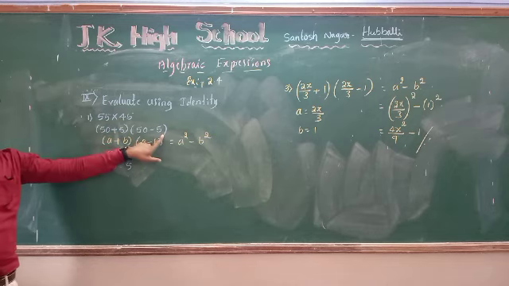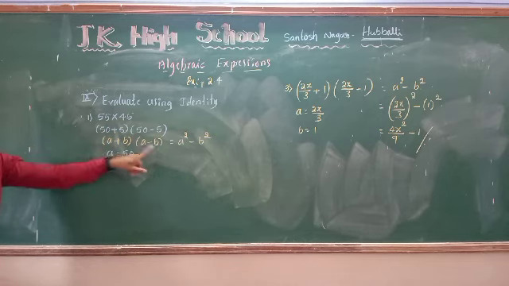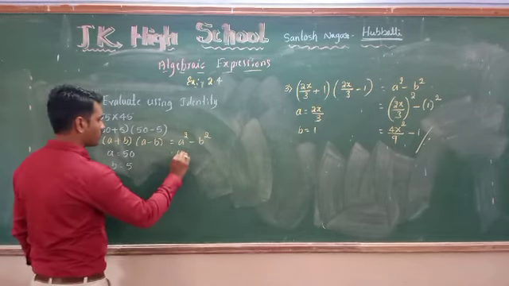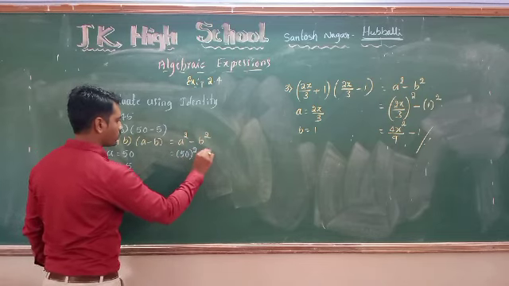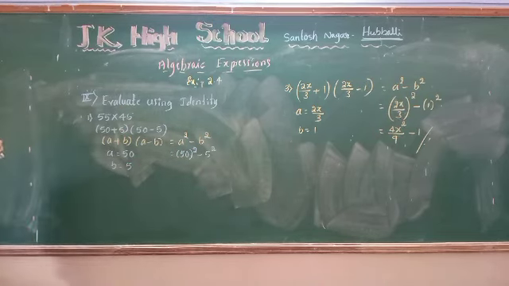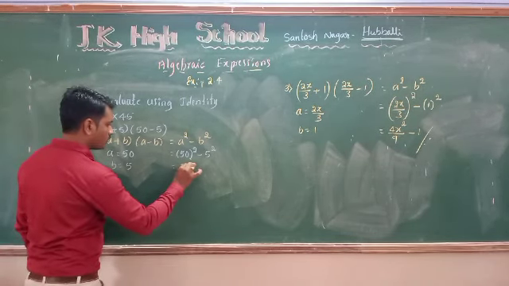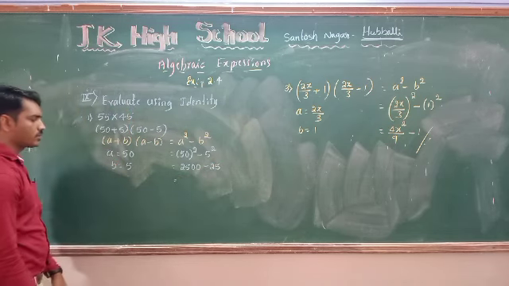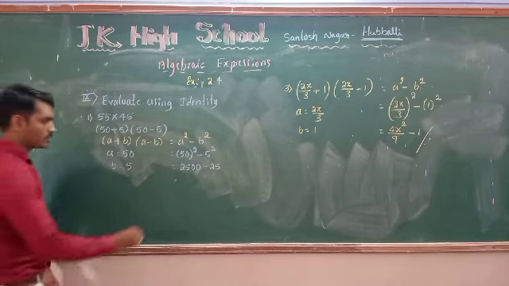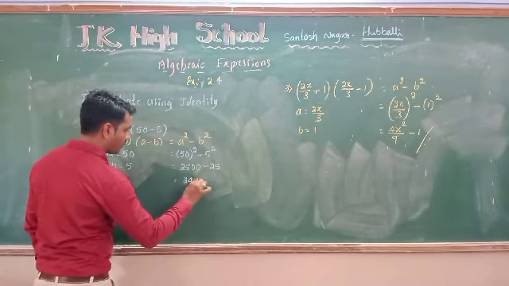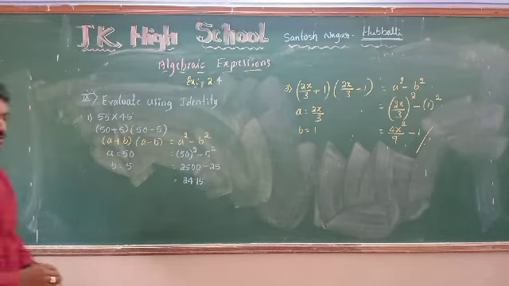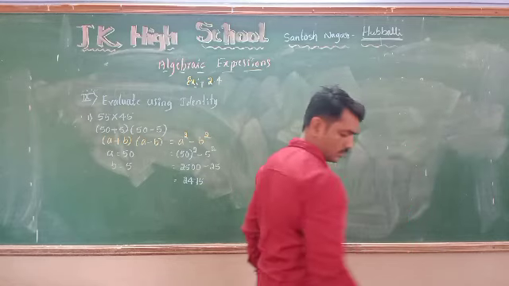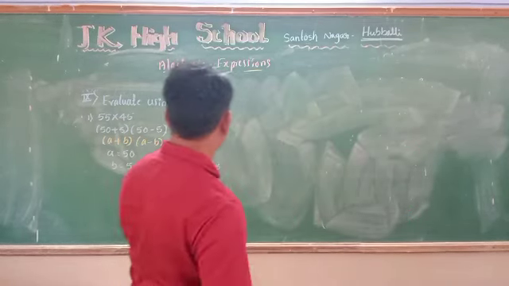A plus b into a minus b. A value is what? 50. What is the b value? 5. Now writing a square minus b square. A square means 50 the square. B square means 5 the square. Yes? 50 the square is how much? 2500. Minus 25, so 2475 is your answer. 2475. So let us check by verification. First thing, I'll do the verification.